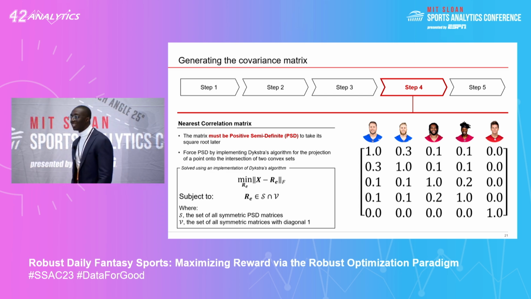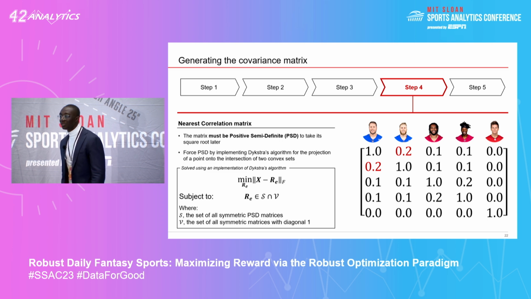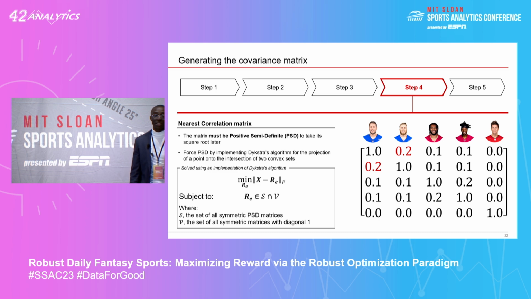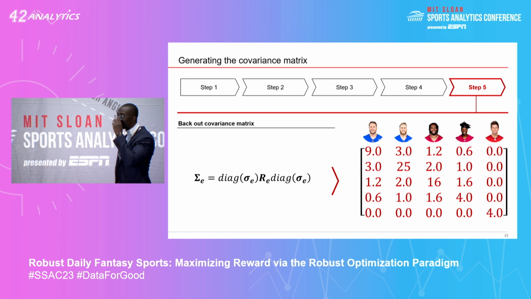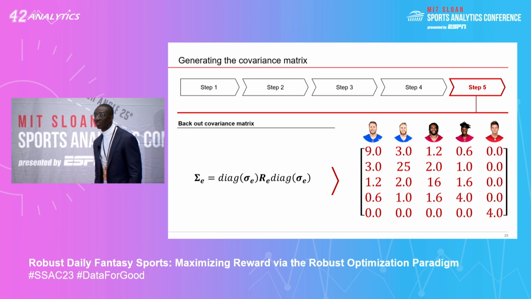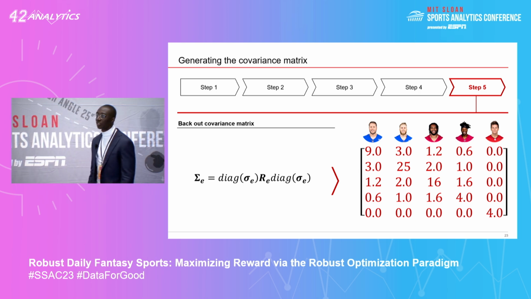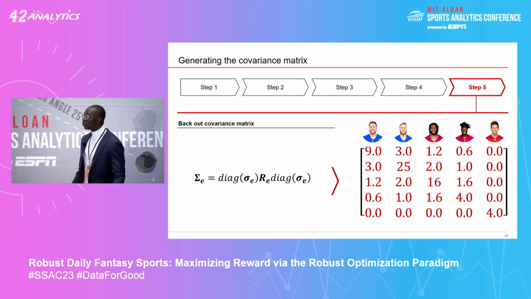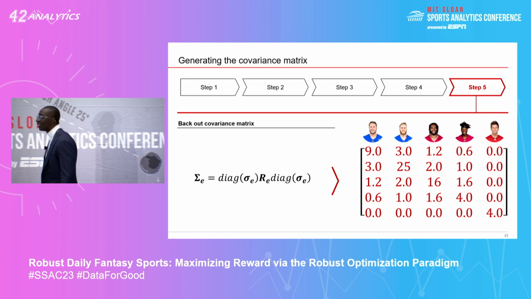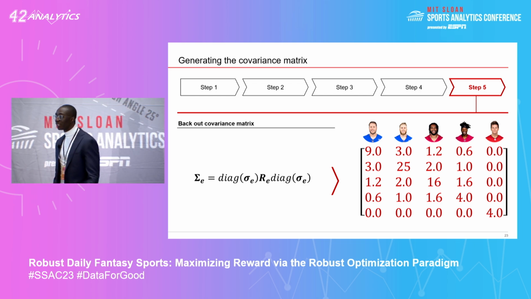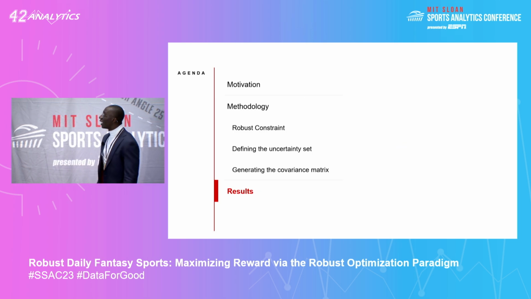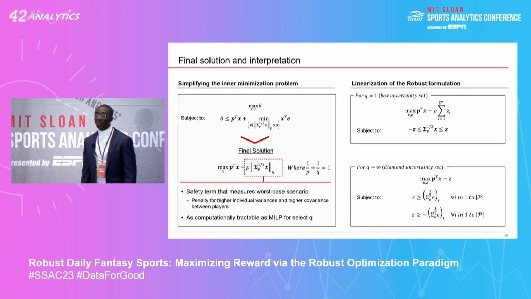So after implementing this, the values change slightly all over the matrix, and then I have a true correlation matrix. And given that I have a true correlation matrix, it's pretty trivial to back out a covariance matrix. I just need the standard deviation on the errors for each one of the players. So now I have a true covariance matrix that I can then use to fully define the uncertainty set. And given that I have a fully defined uncertainty set, I can solve that inner minimization problem from earlier.